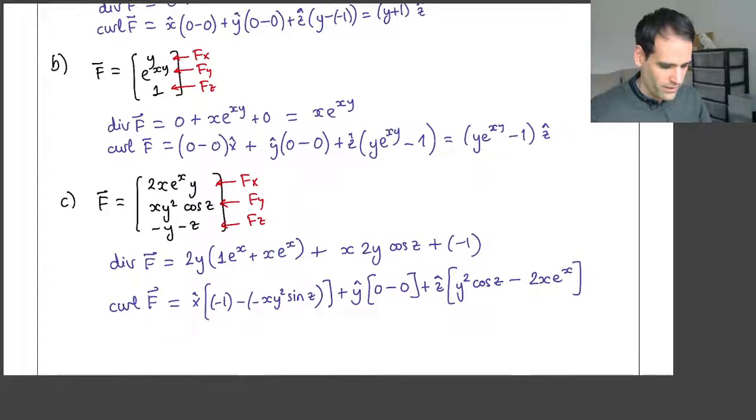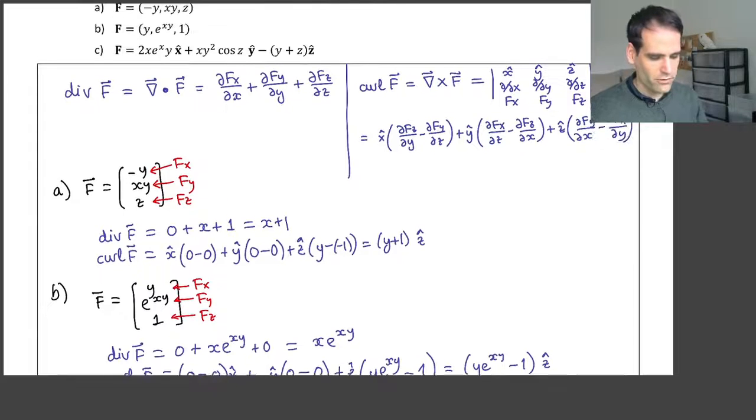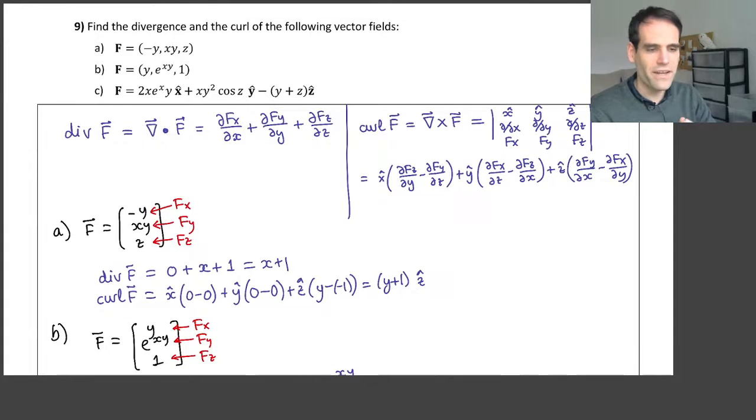Okay? So now you know how to calculate the divergence and the curl in many different examples.